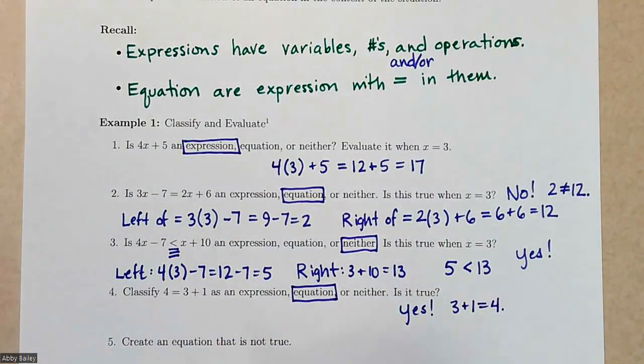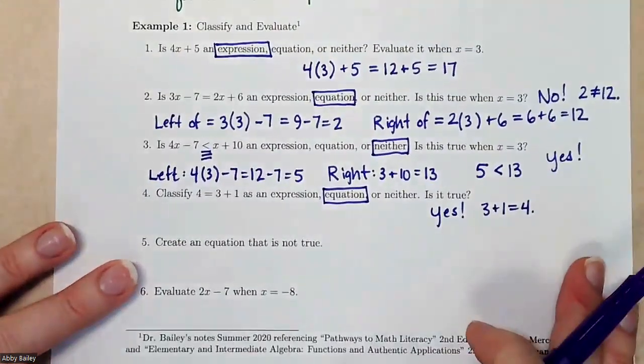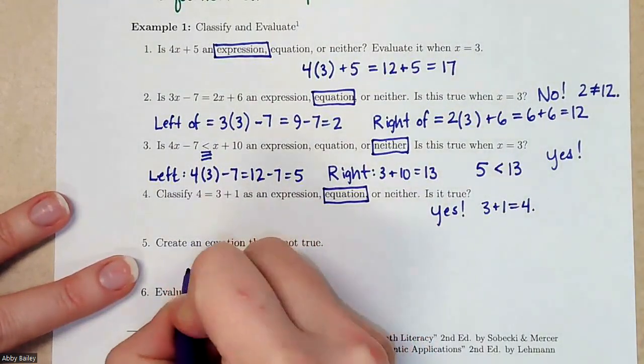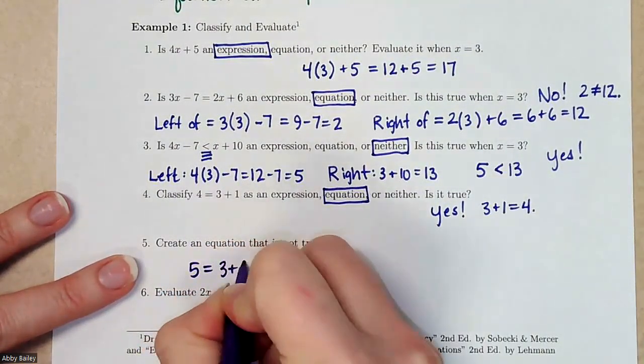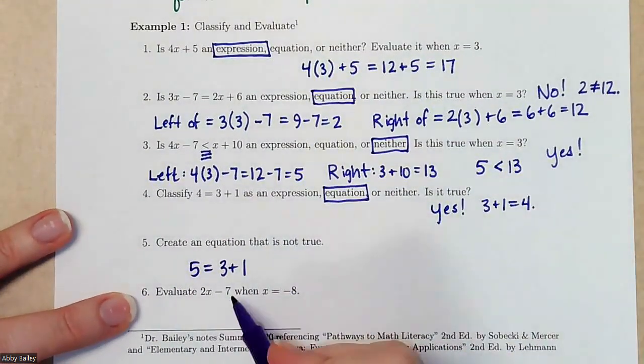Create an equation that is not true. Now you have a lot of liberty here, but I'm just going to choose this one and do something slightly different. 5 equals 3 plus 1. Not true. It is an equation similar to this, but it is not true.